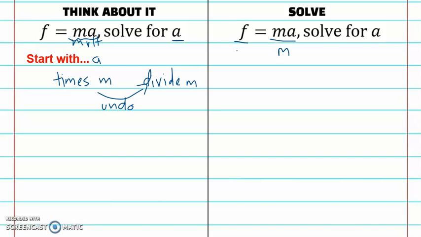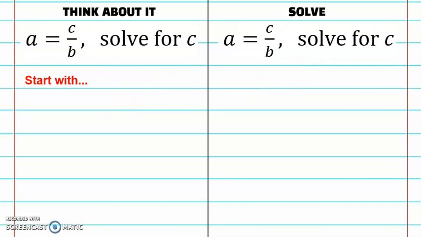So I'm going to divide by M both sides to keep the balance. So I get F divided by M equals A. Because if I go back up here, M divided by M gives me 1. Anything divided by itself is 1. So I have F divided by M equals A. Done. That wasn't painful. Let's do it again.